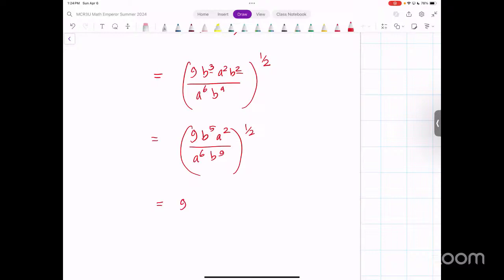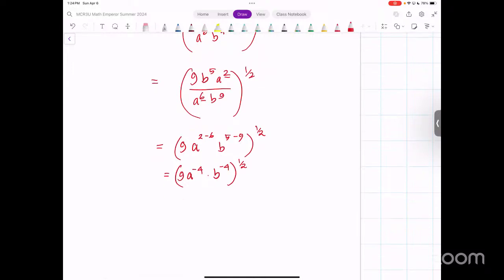This is 9, a to the power of... when we are dividing, we can subtract the exponents. So 9, a to the power of -4, b to the power of -4, all to the power of 1/2, isn't it? Is everyone following that so far?